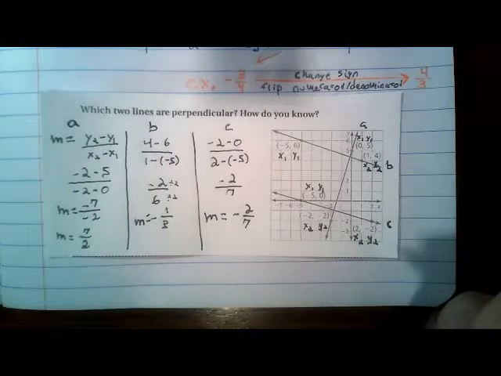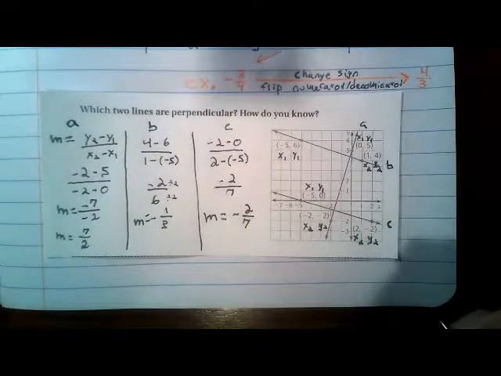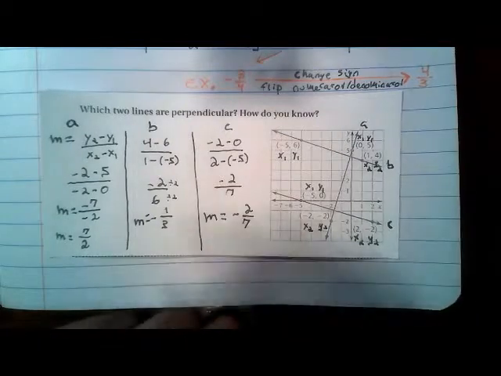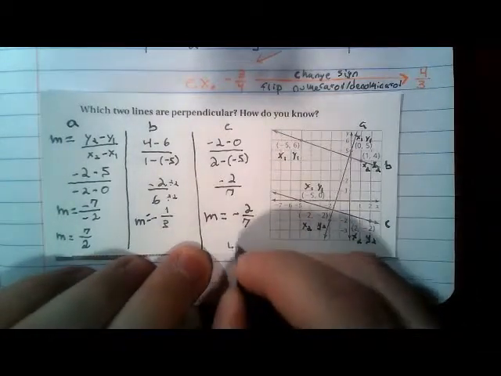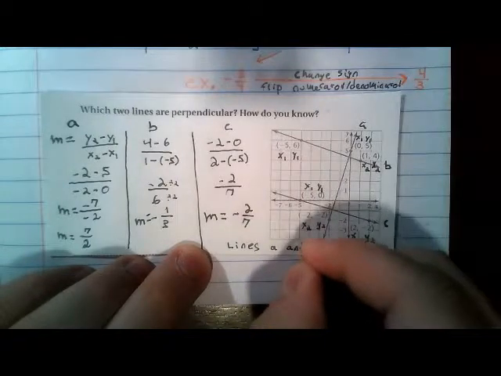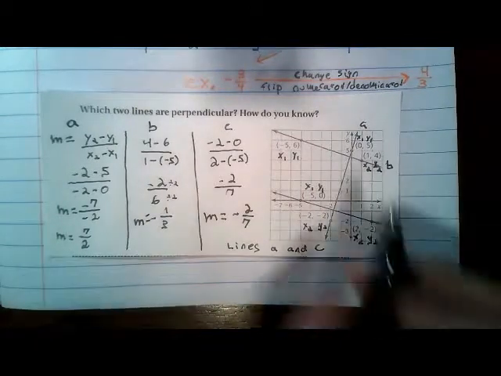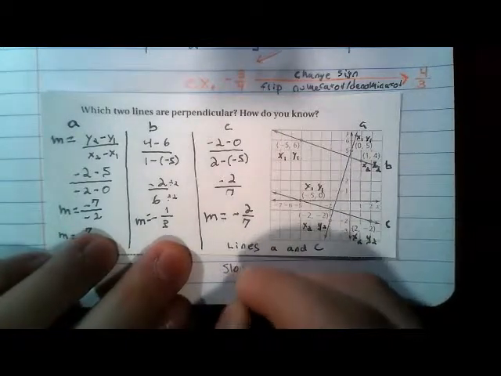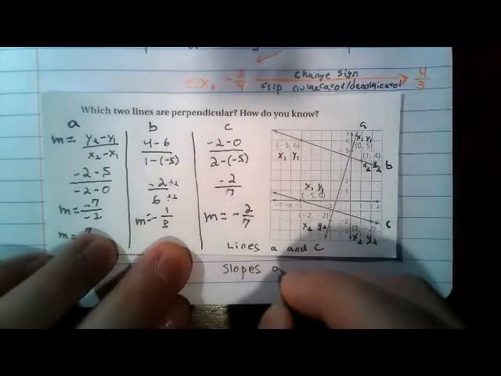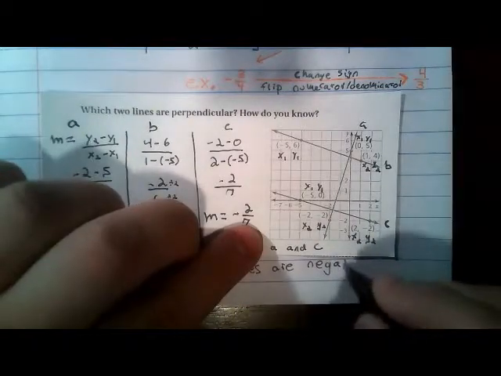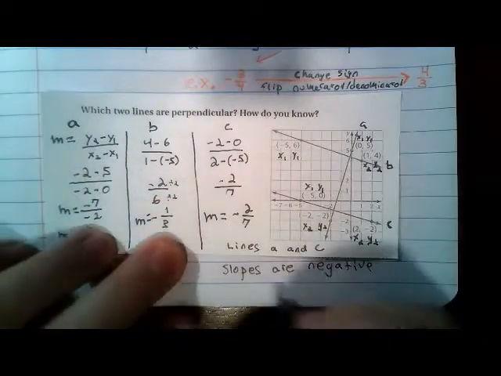So it looks like it's, again, lines A and C. And how do we know? The slopes are negative reciprocals.